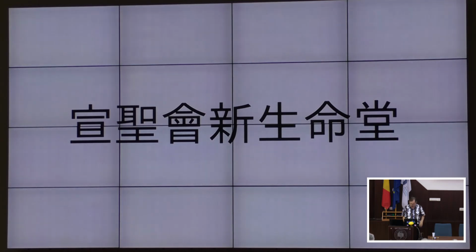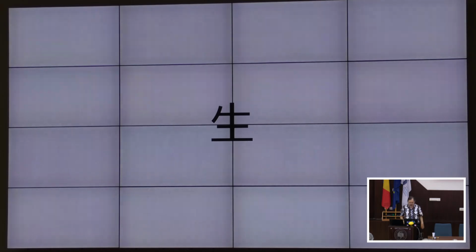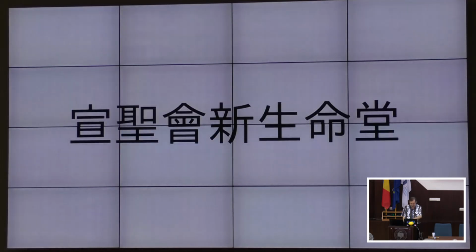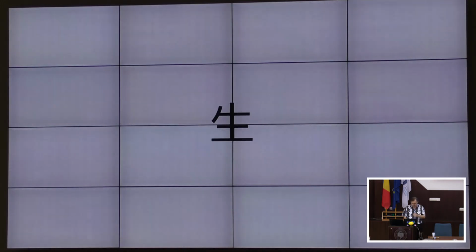Because here's the problem. Okay, you have a simple one like this. By the way, this says, proclaim holy meeting, new birth life assembly, is how that's translated. That's the Chinese name for our church. This one, the birth or life one, is just a radical on its own. You can just look that up if you can find it in the book.